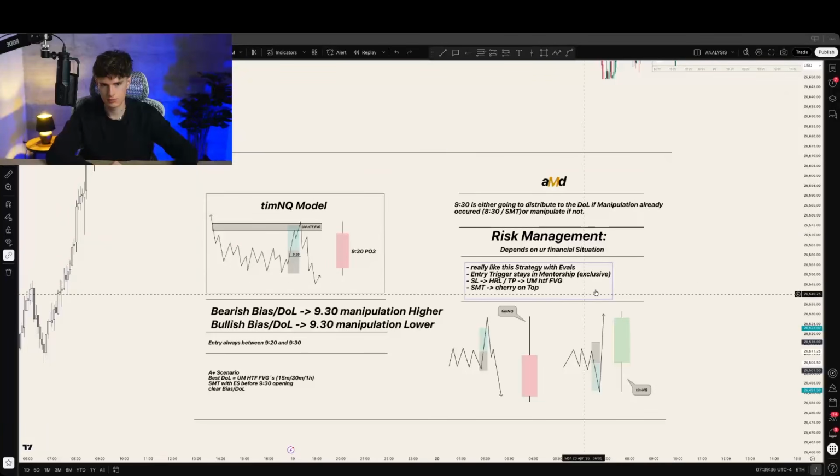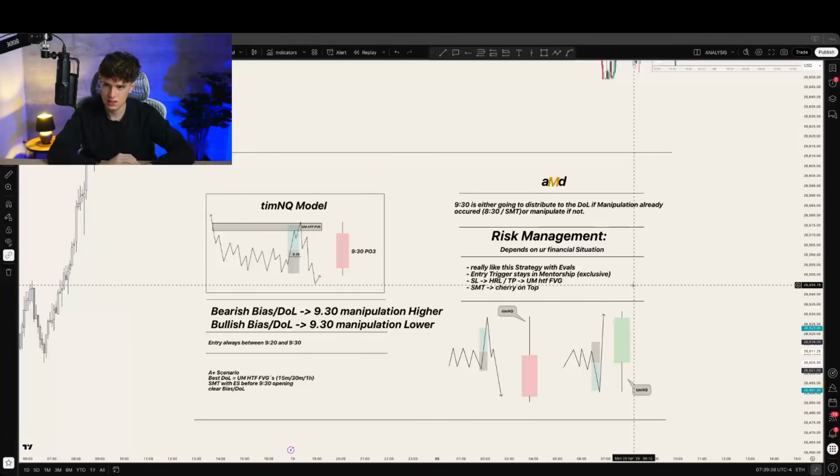Yes, the entry trigger stays in the mentorship, okay, because I do want to have some exclusive stuff for my students. I'm showing you the fundamentals, but the entry trigger and what tells me to enter the trade, that's going to stay inside the mentorship.